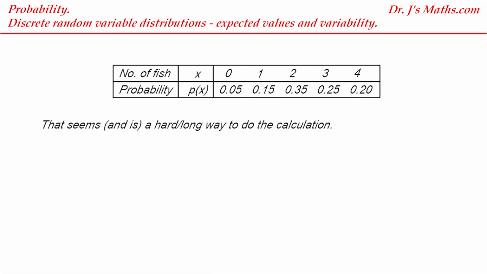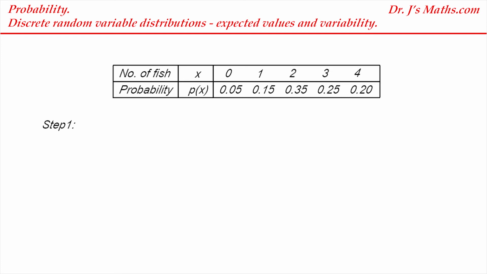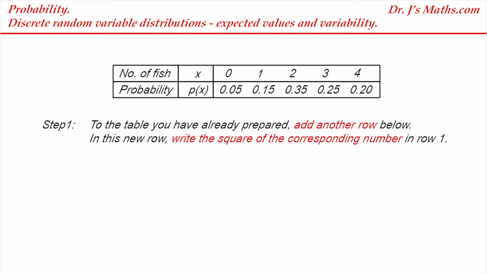That seems, and is, a hard or a long way to do the calculation. Now we all know that maths is meant to be easy, so try the following approach instead. So step 1. To the table you have already prepared, add another row below. In this new row, write the square of the corresponding number in row 1.